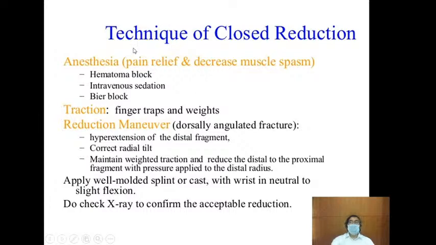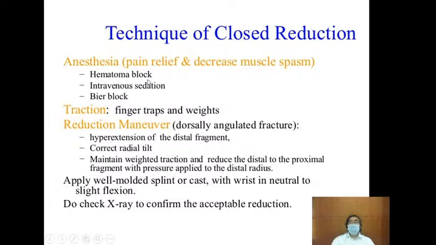Here, this is a typical technique for closed reduction. We use anesthesia. As we have already seen, every fracture for reduction should need anesthesia because it is a very painful process, and we should not subject the patient to pain, and it may sometimes lead to a neurogenic shock. There is something called a hematoma block. That means whenever there is a fracture, there is hematoma. So in distal radial fractures also there is hematoma, and you inject the local anesthetic agent into the hematoma, thereby making that area anesthetic. So this is called a hematoma block.